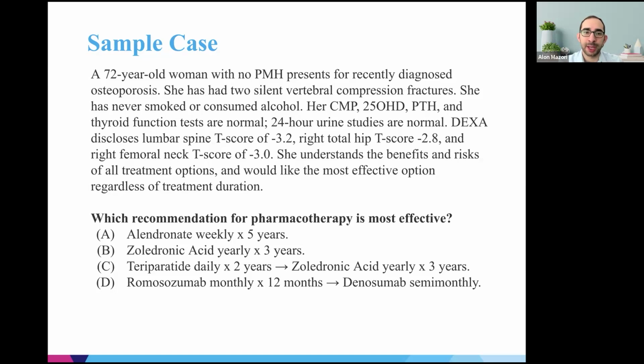DEXA discloses a lumbar spine T-score of -3.2, right total hip T-score of -2.8, and a right femoral neck T-score of -3.0. She understands the benefits and risks of all treatment options and would like the most effective option, regardless of treatment duration. Which recommendation would be most effective? Alendronate weekly for 5 years, zoledronic acid yearly for 3 years, initial teriparatide for 2 years, followed by 3 years of zoledronic acid, or monthly romosozumab for 1 year, and then indefinite denosumab every 6 months.